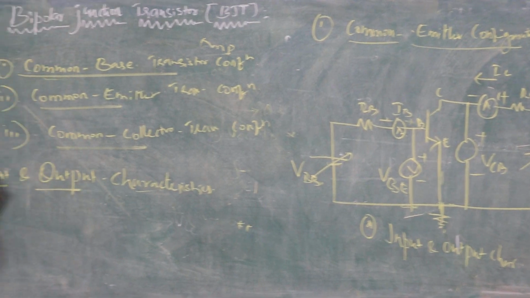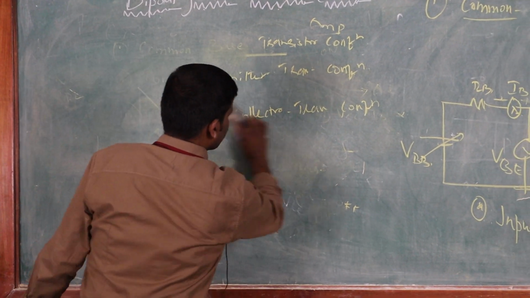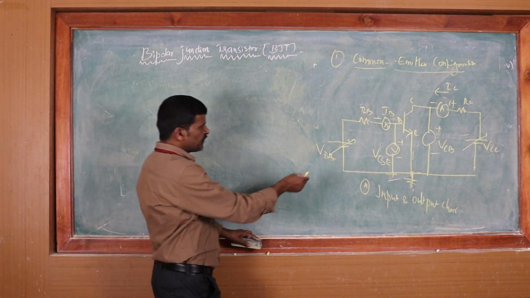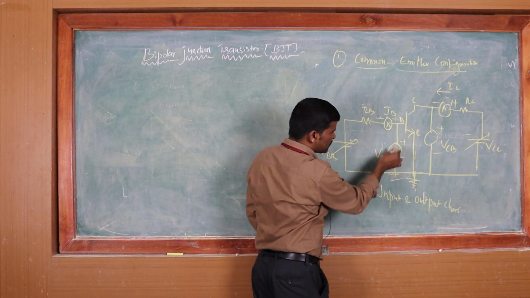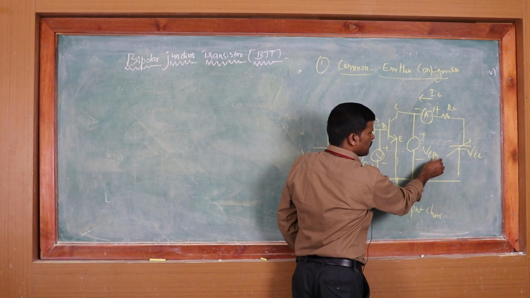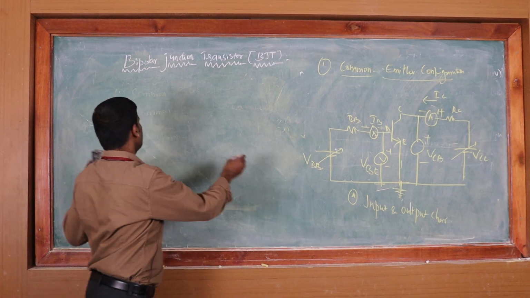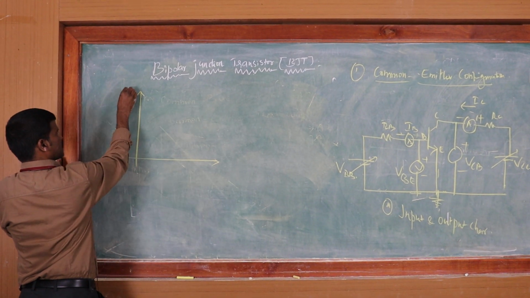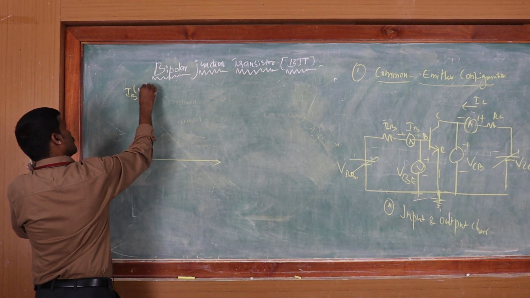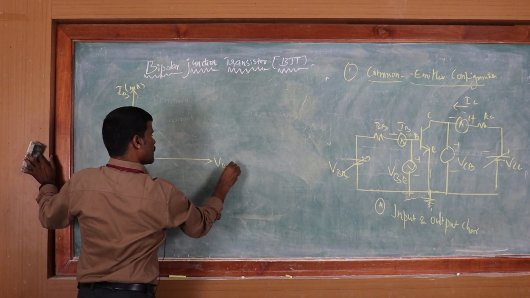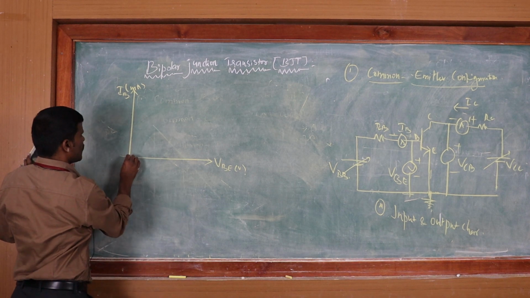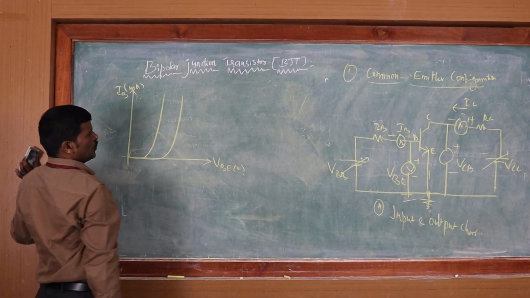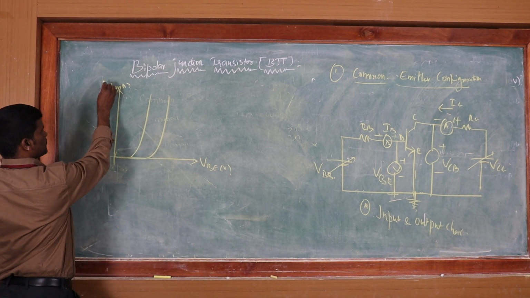So how do we find the input characteristics for the CE configuration? In CE, what are the input characteristics? IB versus VBE, keeping the output VCE constant. See, for example, IB versus VBE, keeping VCE as constant.